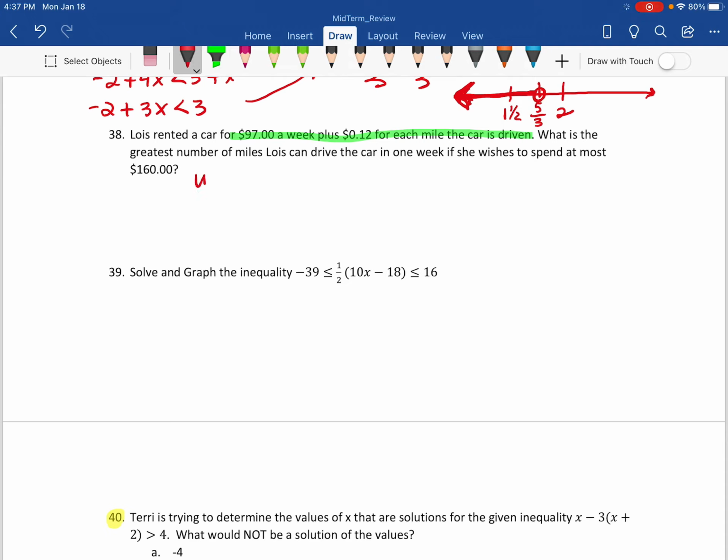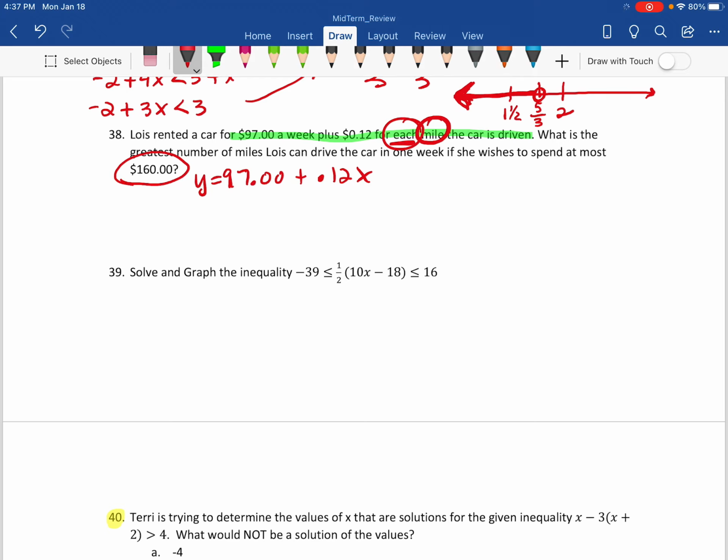So we're going to write our equation. That's y is equal to 97, so 97 a week, plus 0.12x, because it says each mile. Each, that's your keyword for the variable. Now, the x represents the miles because it says the number of miles. So that means the y is going to represent the total amount of money that she's spending.